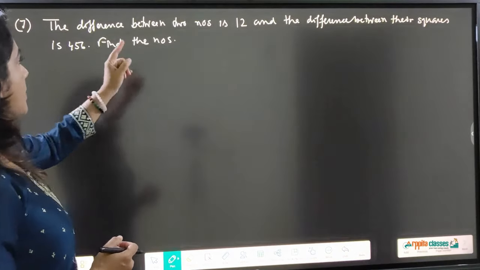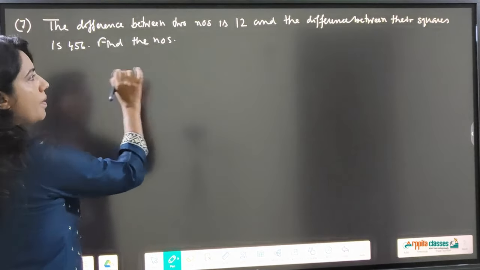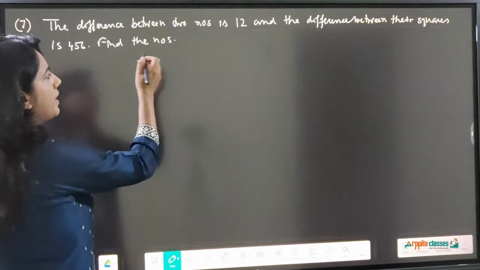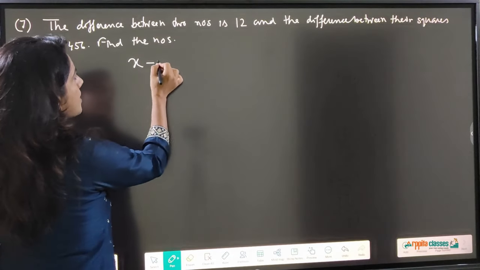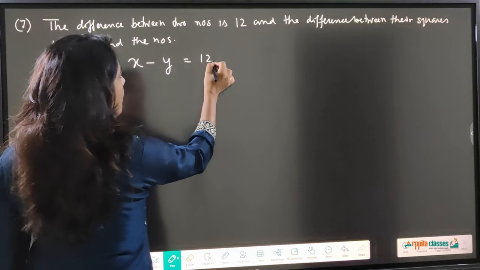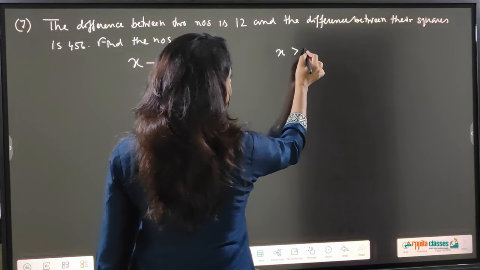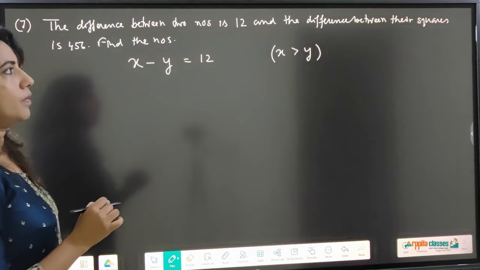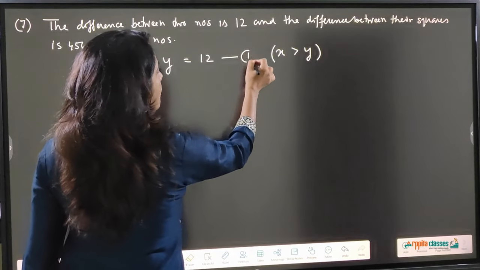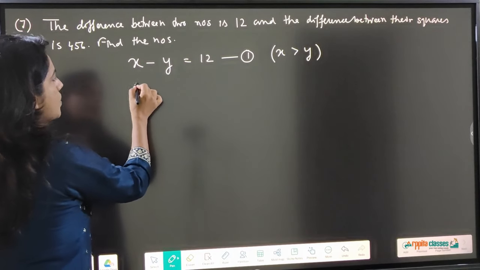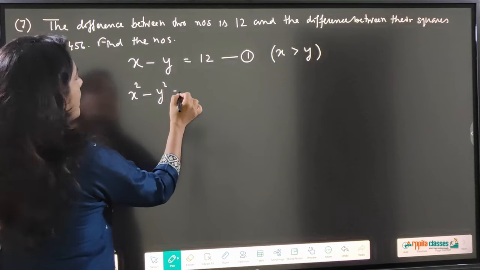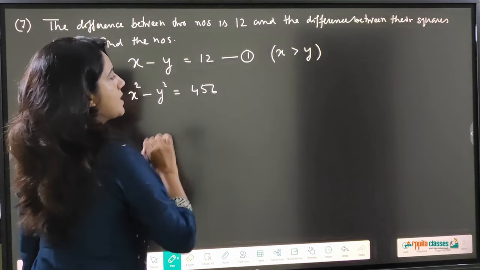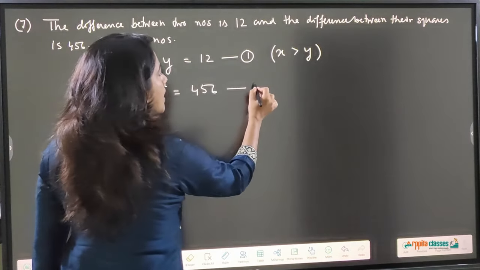The difference between two numbers is 12. So now I'm not writing let the numbers be x and y, I'm just writing the equation. X minus y is equal to 12. I just consider that x is greater than y. So the difference between two numbers is 12 and the difference between their squares, that is x square minus y square, is equal to 456. This is your second equation.